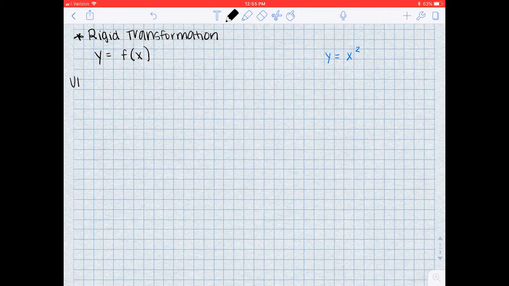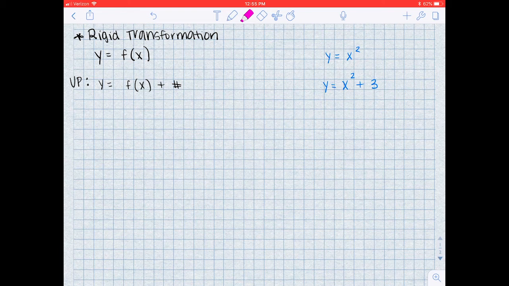So if I am going to move up, I am going to take whatever the function is, so whatever parent function, and I am going to add some number. By adding some number, that lets me know that I would like to move my function up. So if I was dealing with the quadratic function, I would say, all right, I have the parent function of a quadratic, but maybe I want to move it up 3 units. I would do plus 3.